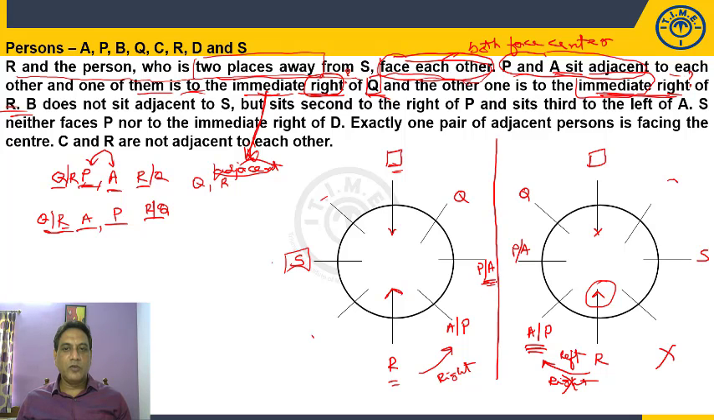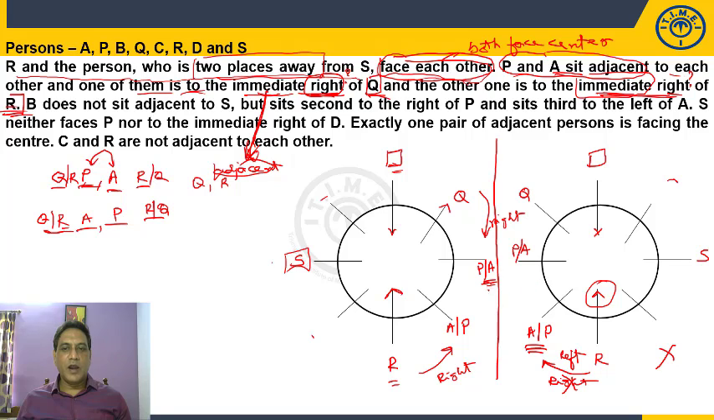So this should be to the immediate right of Q. So this should be the right of Q. That is, clockwise is right. When will clockwise be right? When the person is facing away from the center. Okay. So we already got the position of Q based on the word immediate. Now based on the word right, we found that this is away from the center. Okay, now we have used information till here.